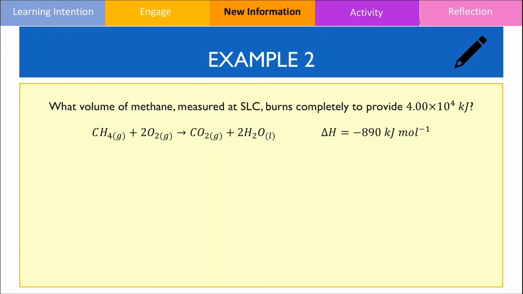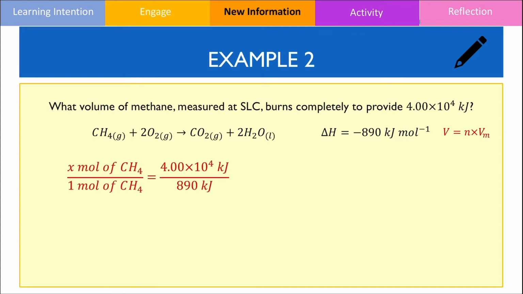In the next section of this video, we're going to be looking at a slightly different example that involves calculating the volume of greenhouse gas. In this example, we want to calculate the volume of methane, which is a greenhouse gas, required to produce 4 times 10 to the power of 4 kilojoules. Because this is measured under standard laboratory conditions, we could use the formula V equals n times Vm to calculate volume. However, because I don't have the value of n, I could find it by performing mole ratios.